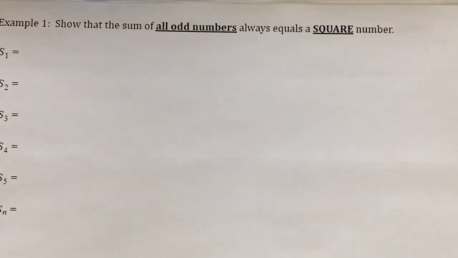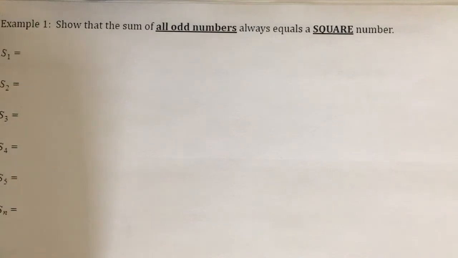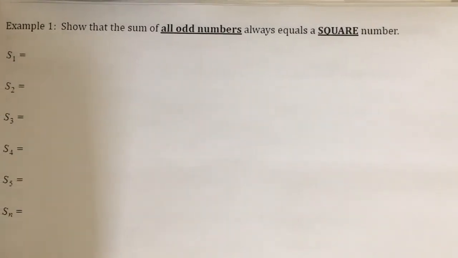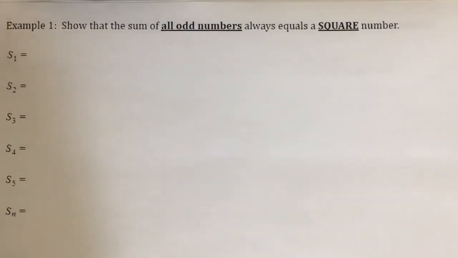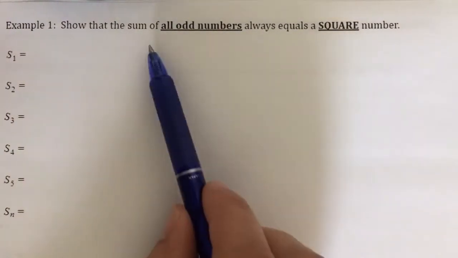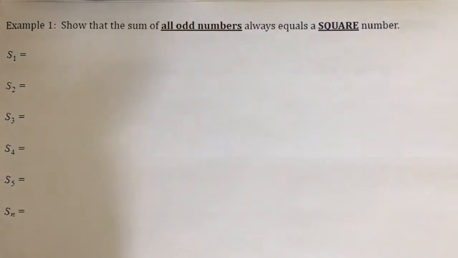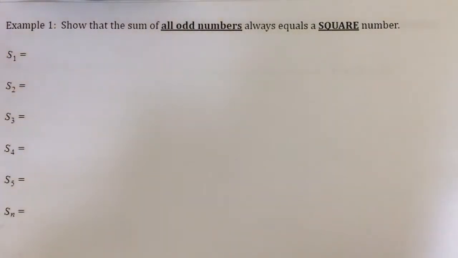Let's look at example 1. Okay, so we are doing something called the induction step, which is the first step in a proof. And all you're doing today is just practicing this induction step. So you're gonna give evidence that this statement is true. The statement says, show that the sum of all odd numbers always equals a square number.